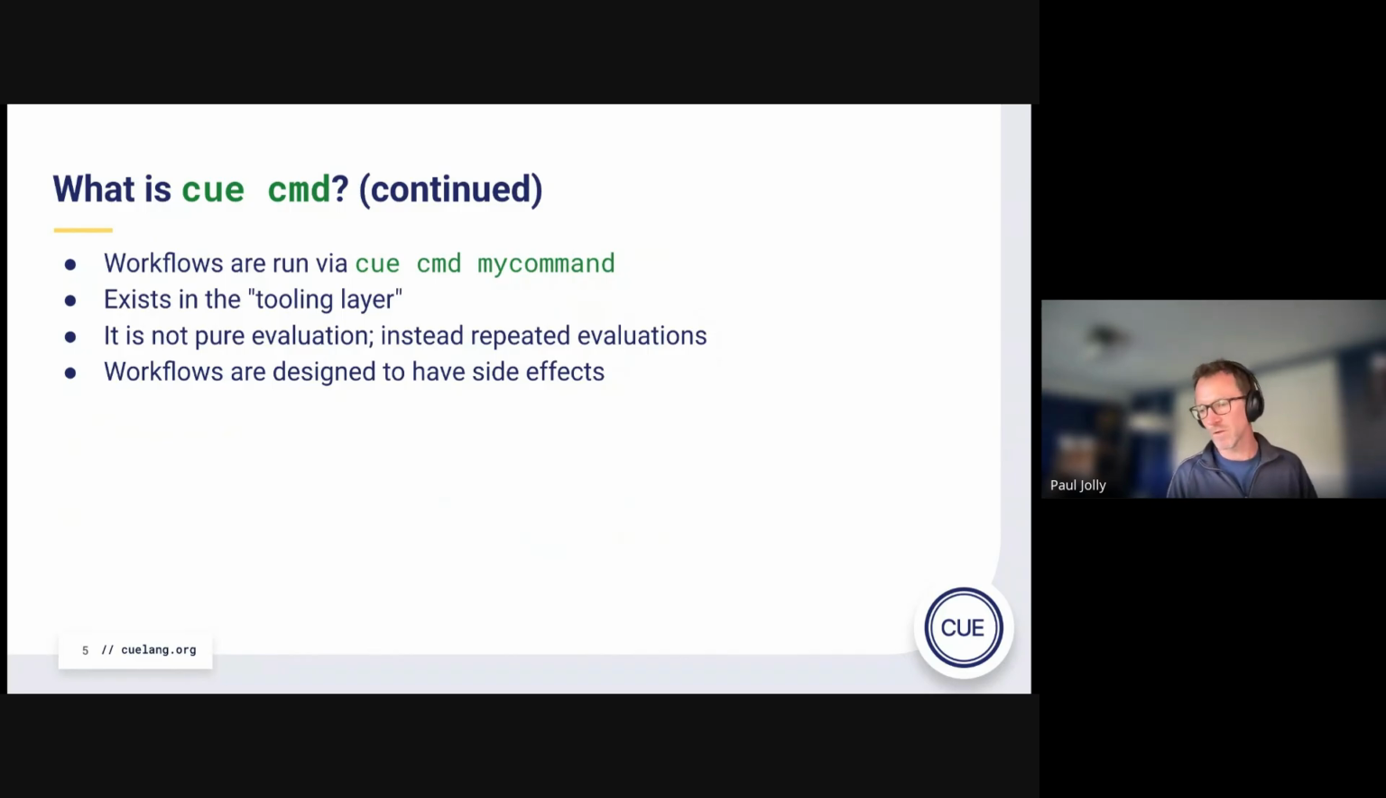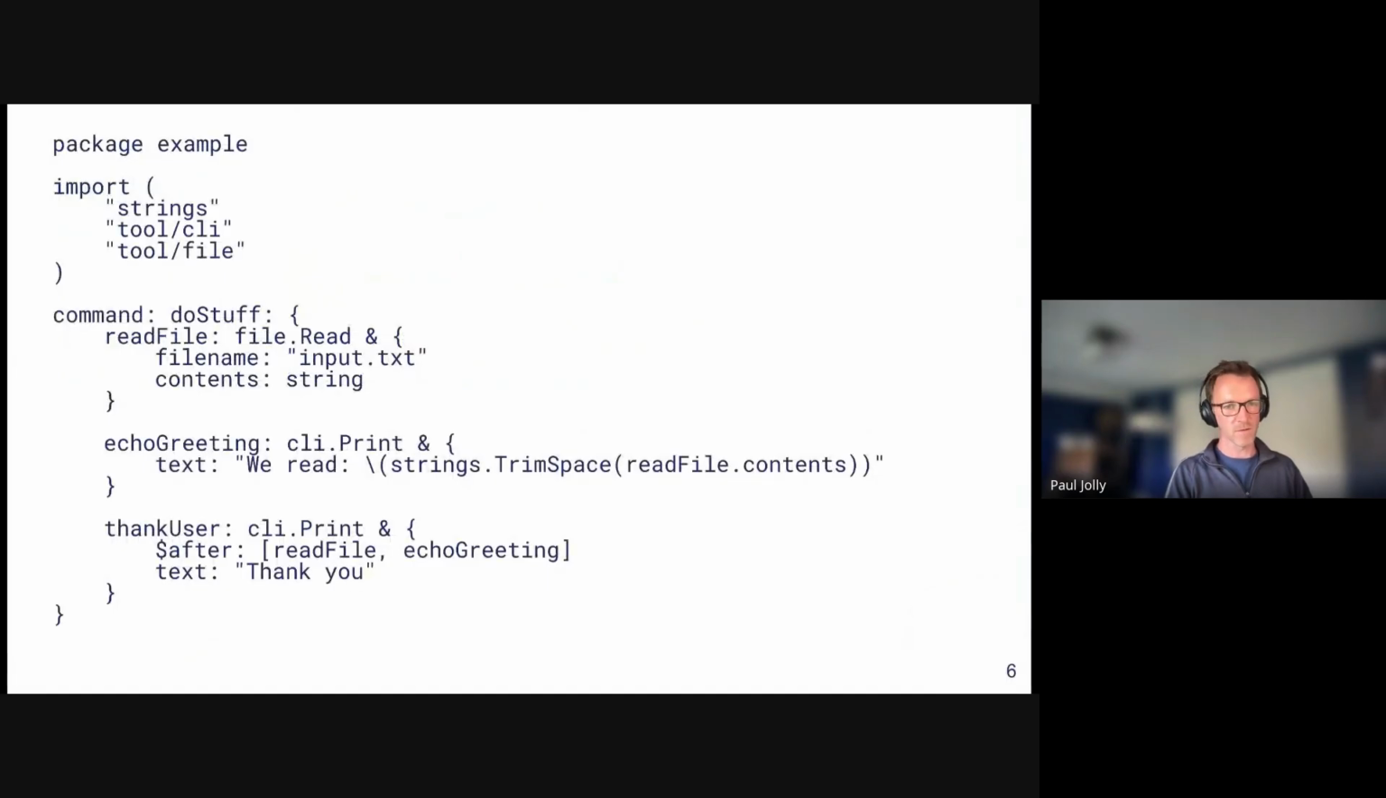Anyway, at a very broad architectural level, Q command exists in the tooling layer. That is to say, it's not pure evaluation, at least as we understand Q today. In fact, it's multiple repeated evaluations, and workflows are designed to have side effects. I like a way of saying we've got this configuration that we have perhaps validated, everything's been chucked into the bag, and now we want to do something with it. So that's principally the reason that this kind of thing exists, hence why it sits in this tooling layer.